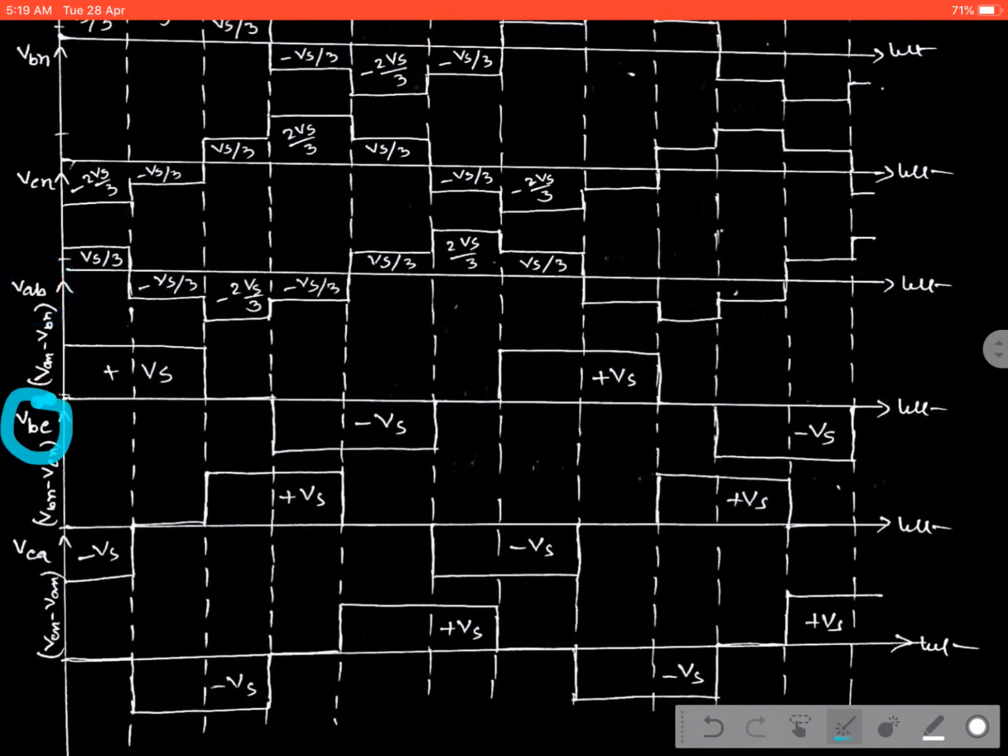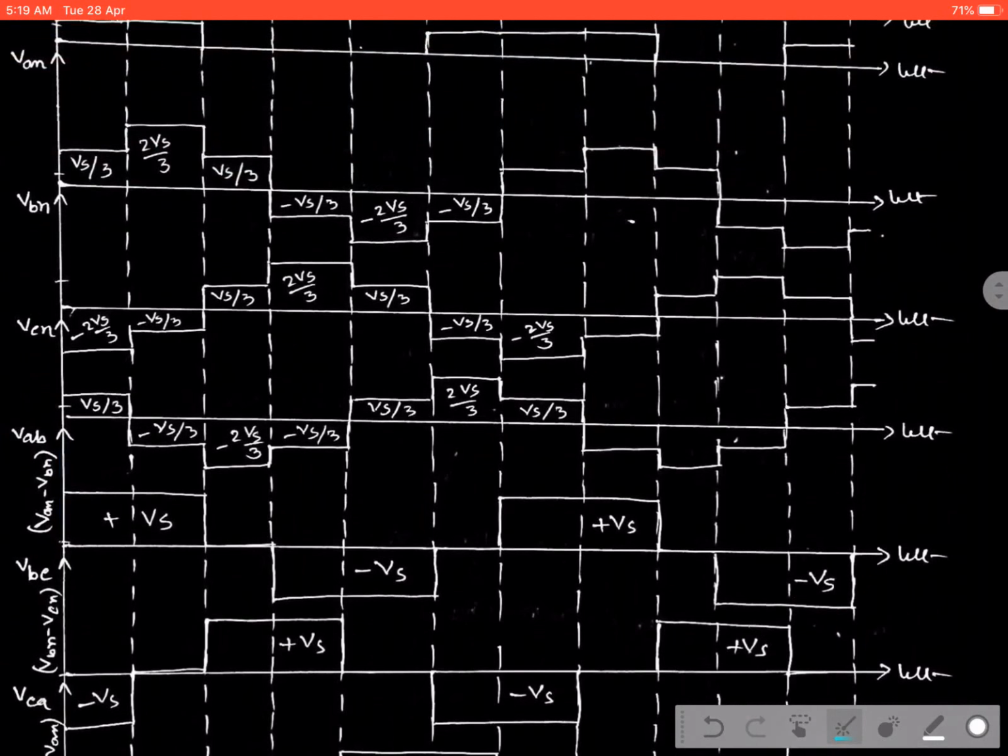and VBC and VCA. That means what? VAB means VAN minus VBN, which is defined here. So we will do the same thing: VAN minus VBN, means this one and this one will be subtracted. That means VAN is Vs by 3 minus of minus 2 Vs by 3, that means Vs by 3 plus 2 Vs by 3. It will give you Vs. Again, this one means 2 Vs by 3 minus of minus Vs by 3. That means again it will provide you Vs. That means during this region the voltage is Vs.